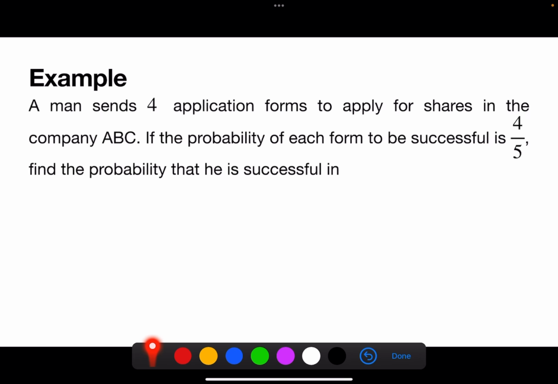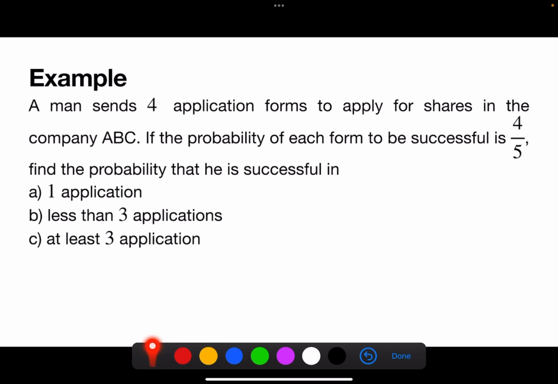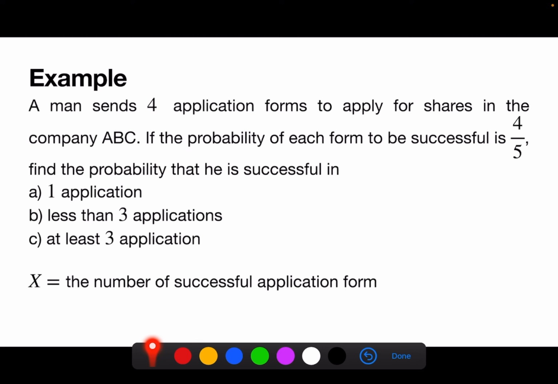Now the problem solving. Okay, a man sends 4 application forms to apply for shares in the company ABC. If the probability of each form to be successful is 4/5, find the probability that he is successful in 1 application, less than 3 applications, at least 3 applications. What is the random variable? How do we know the random variable? Look at the number. 1 application, 3 application. X means the number of successful application forms.